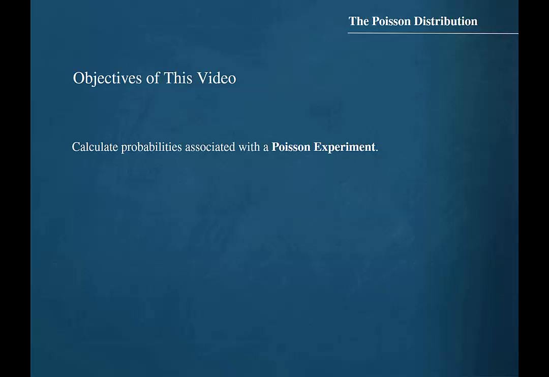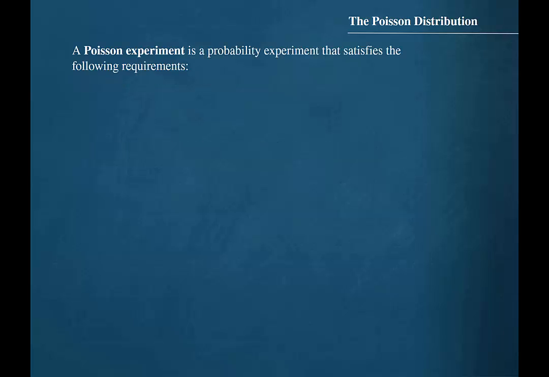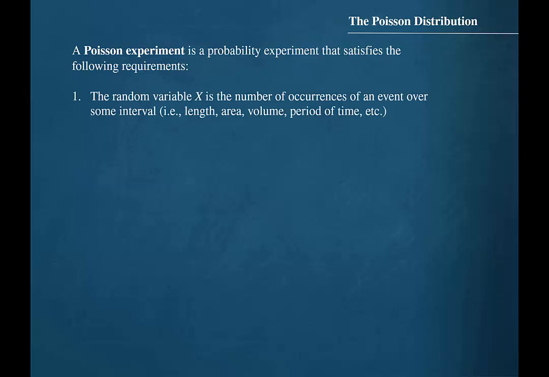The objective for this video is to learn how to calculate probabilities associated with a Poisson experiment. A Poisson experiment is a probability experiment that satisfies the following requirements. 1. The random variable x is the number of occurrences of an event over some interval, for example, length, area, volume, or period of time, etc.